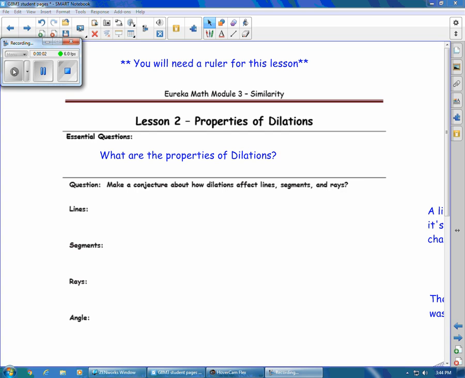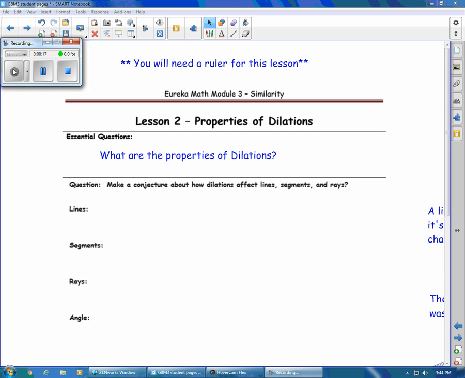This is Mrs. Huntley. This is Module 3, Lesson 2, Properties of Dilations. You should be on page 9 of your workbook, and your essential question for this lesson is, what are the properties of dilations? You will need a ruler for this lesson, and we're going to get going.